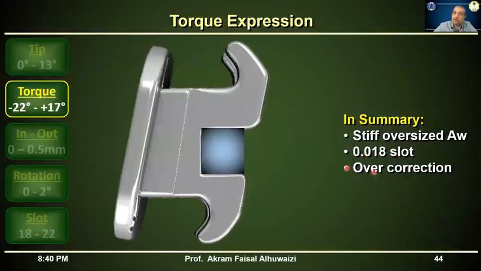And lastly, overcorrection. And what I mean by overcorrection is not just 5 degrees of overcorrection. Because the play that is between the wire and the slot is a minimum of 10 degrees. When you're thinking of overcorrection of torque, you should think of a minimum of 20 degrees of overcorrection, because you've got already 10 degrees gone away because of the play. So the other 10 is going to be the active 10.